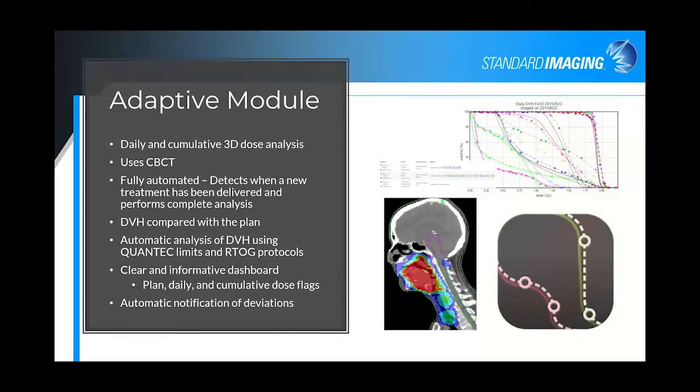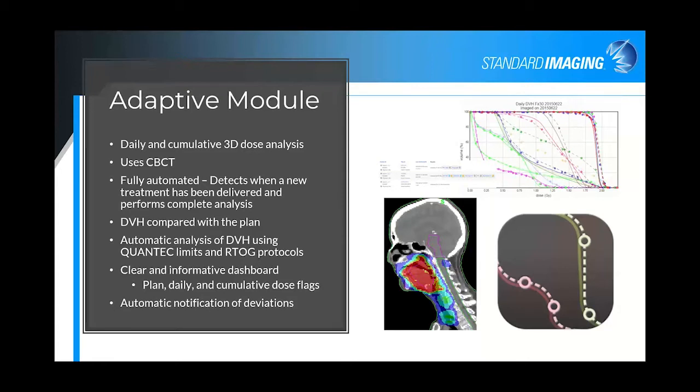So the next module, the adaptive module, was clearly built to focus on flagging when one should adapt the plan. A 3D dose analysis comparison is made between the TPS dose and dose calculated using a perturbation method. Unlike the in vivo module, which uses the EPID images, this module uses the cone beam CT in order to base the daily anatomical changes.